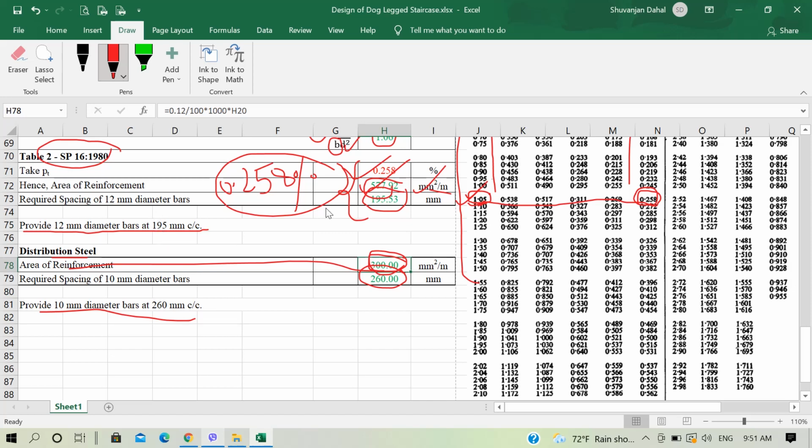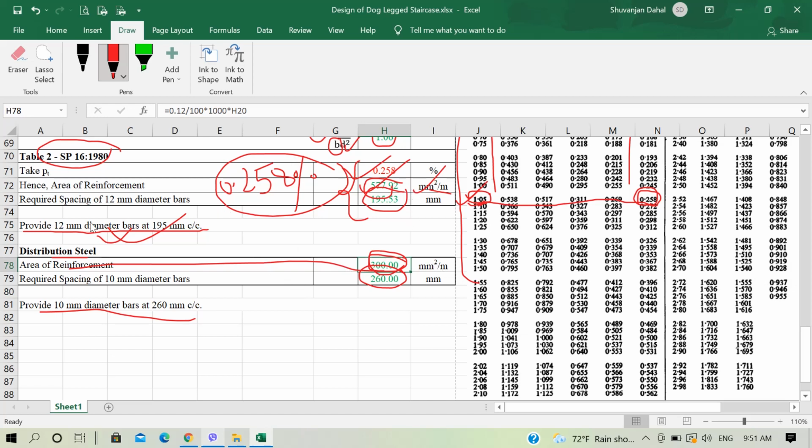And for detailing, you can just go to our previous video and look at detailing, where to keep or how to keep the main bars, how to keep the distribution steel, how to perform the detailing, what to do at the supports for negative moments. All has been discussed in our previous lecture. You can look there and then do the detailing by yourself.